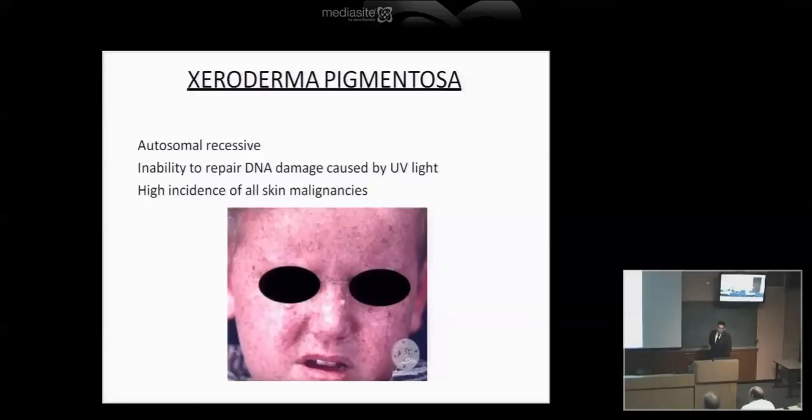Xeroderma pigmentosa is an autosomal recessive condition, which is characterized by inability to repair DNA damage caused by UV light. These patients not just have a high incidence of melanoma, but they also have a high incidence of basal cell carcinoma and squamous cell carcinoma as well.